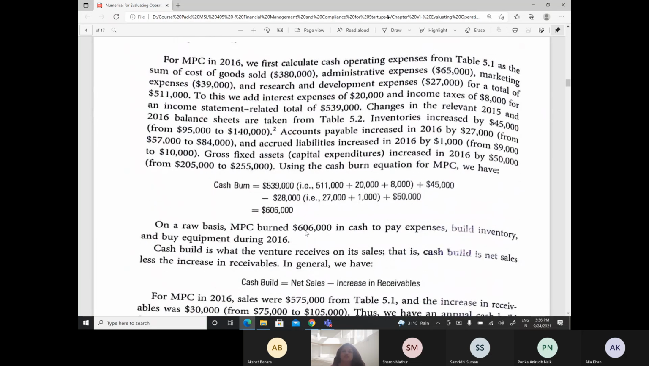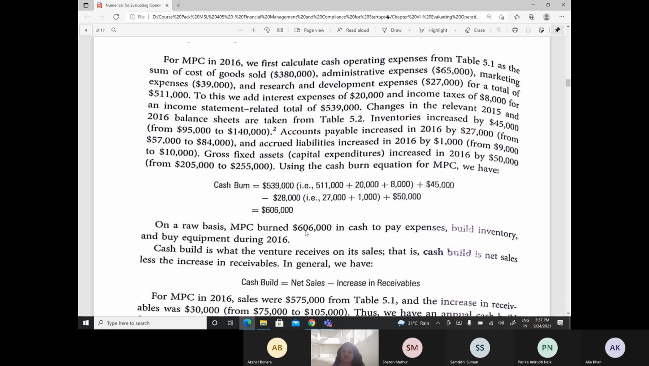Okay. So for MPC in 2016, we first calculate cash operating expenses from table 5.1 as a sum of costs of goods sold, that is $380,000, admin expenses of $65,000, marketing expenses of $39,000, and R&D expenses of $27,000 for a total of $511,000. To this, we add interest expenses of $20,000 and income taxes of $8,000 for an income statement related total of $539,000.